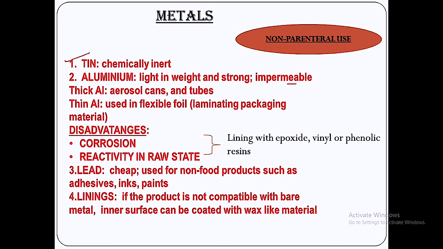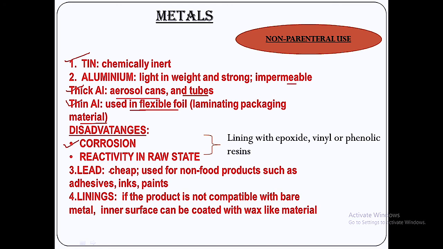There are two types of aluminum that could be used: one is thick, the other is thin. Thick aluminum is used for making aerosol cans and tubes, whereas thin aluminum is used in flexible foils and laminating packaging material. We generally use aluminum in our homes as well, for wrapping chapatis. But these are the two types, thick and thin, generally used for aerosol cans and tubes, and foils, respectively.